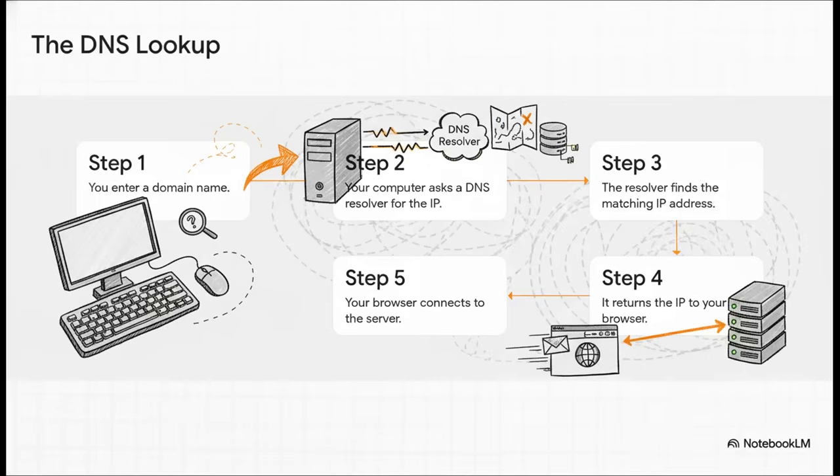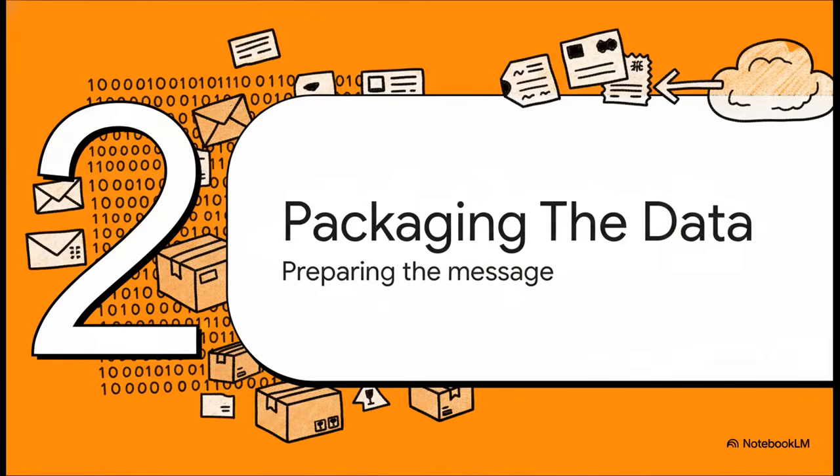So, how does this lookup actually happen? Well, it's this super fast 5-step dance. You type in the name, your computer pings a special server called a resolver and basically asks, hey, what's the number for this website? That resolver goes and finds it, sends it back to your browser, and boom. Your browser now has the exact address it needs to make the connection. All of this happens in just milliseconds. It's incredible.